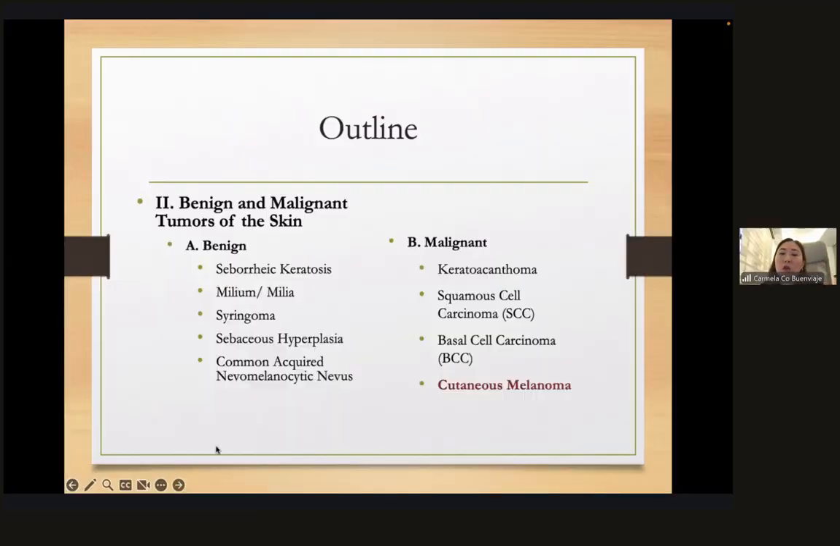Okay, so next we go to the last part, which is cutaneous melanoma. And I think I have 20 minutes left.